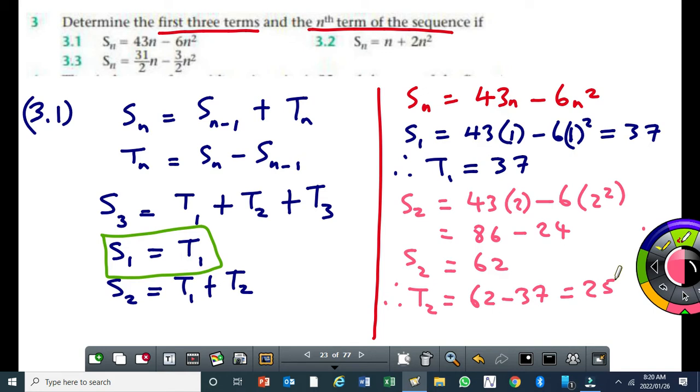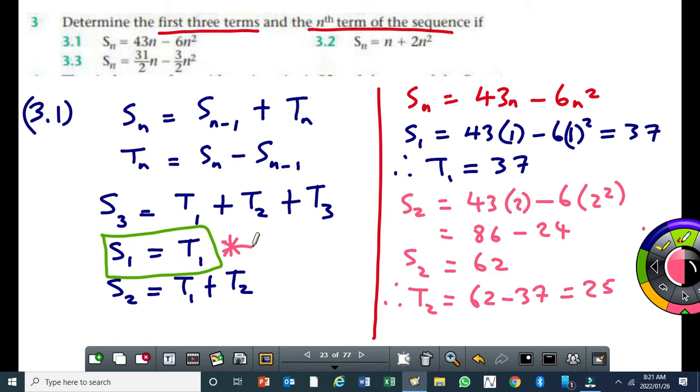Okay? So we always start from n equal to what? 1. And S1 is equal to T1. S1 means we are only adding 1 term. Okay? So you can't add one term to another term. It means that the sum, which is S1, is equivalent to what? To T1. That I indicated here. So S1 is equal to T1. Then S2 is equal to T1 plus T2.